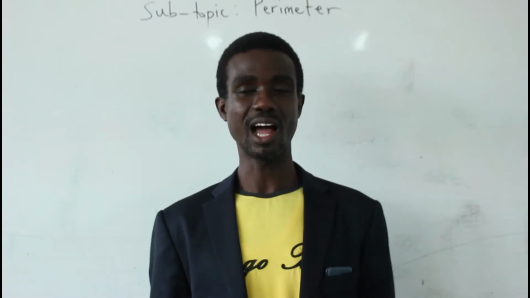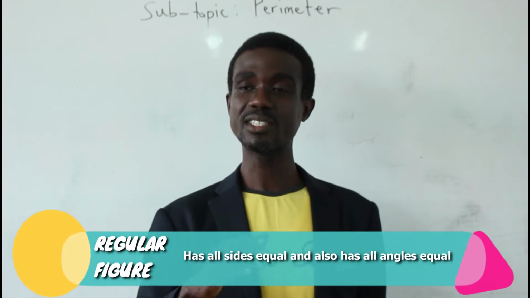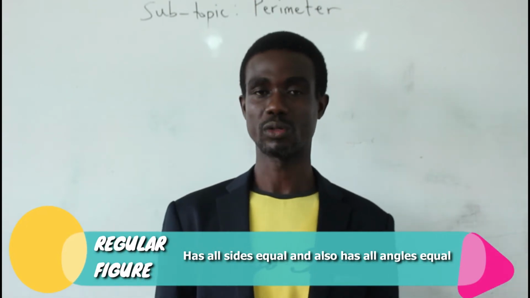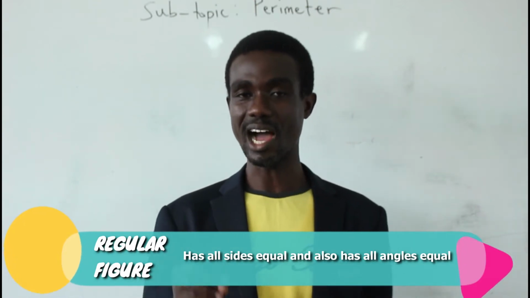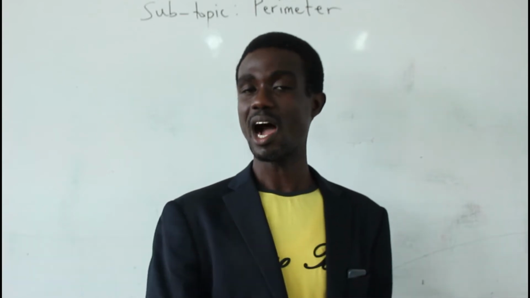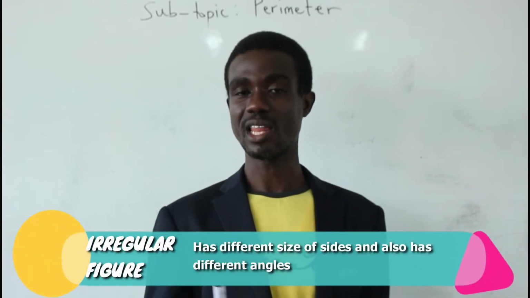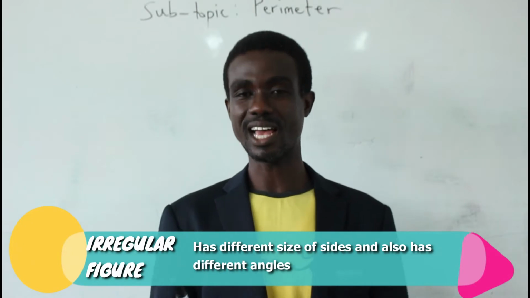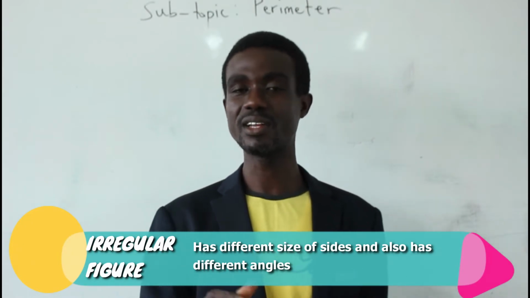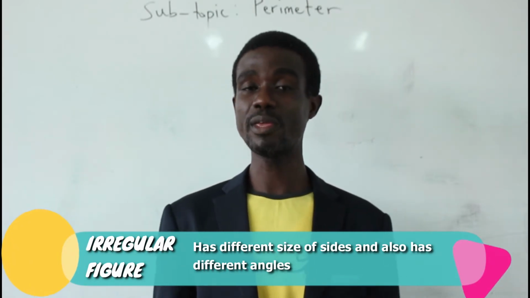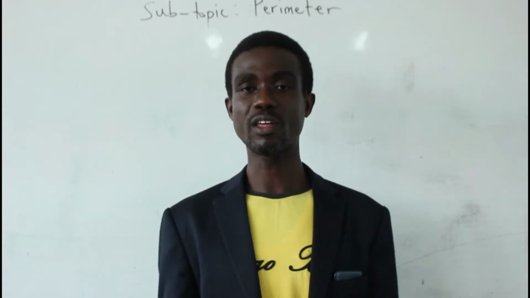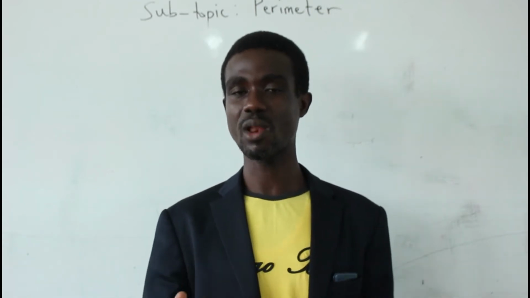A regular figure is a figure that has every side of it equal, has all sides and angles equal. An irregular figure, on the other hand, has different sizes at different parts and different angles. Two of them may be equal, but all of them will not be equal. That's an irregular figure.